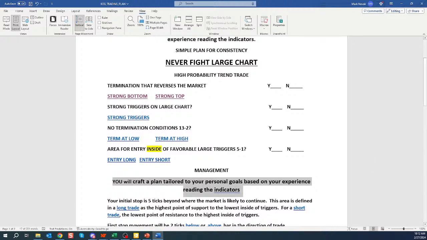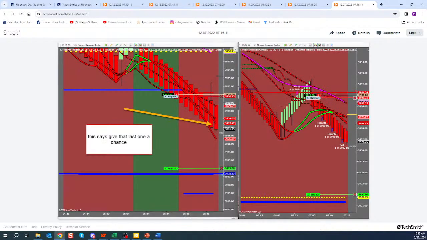And then you'll craft a plan tailored to your personal goals based on your experience. Eventually, that $300 trade with all that momentum and a clear path is going to turn into a $400, $500, $600, $700 trade because you're going to read your indicators. I have momentum and a clear path. I already took the best entry.